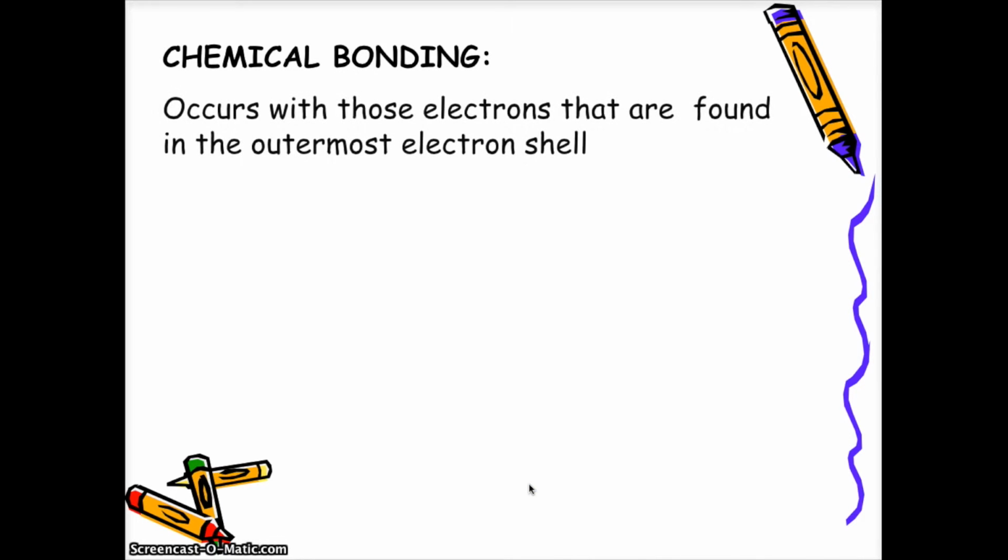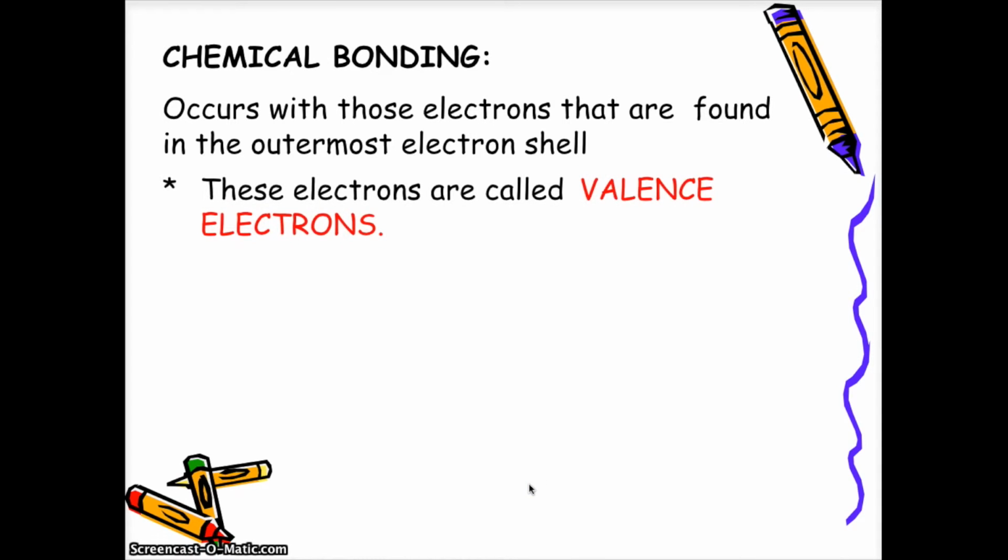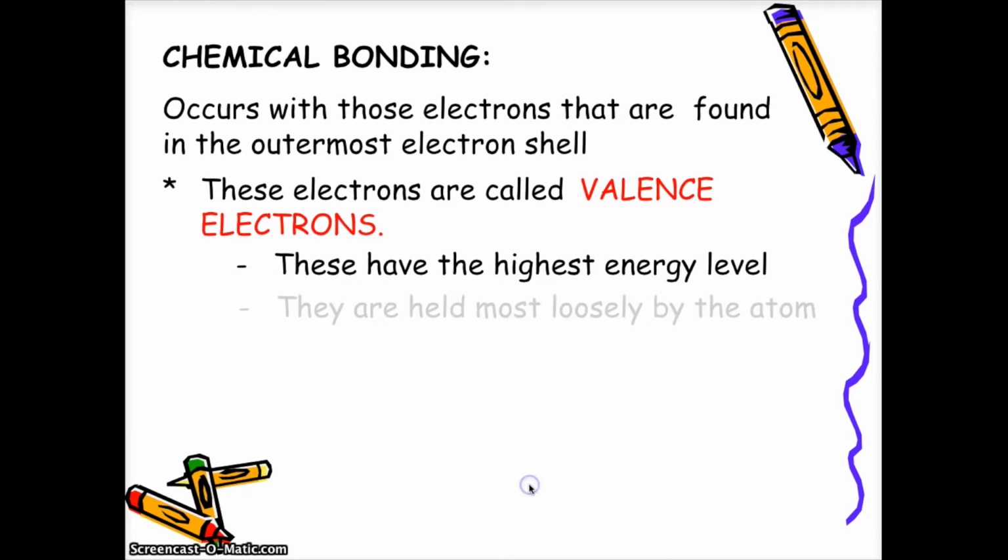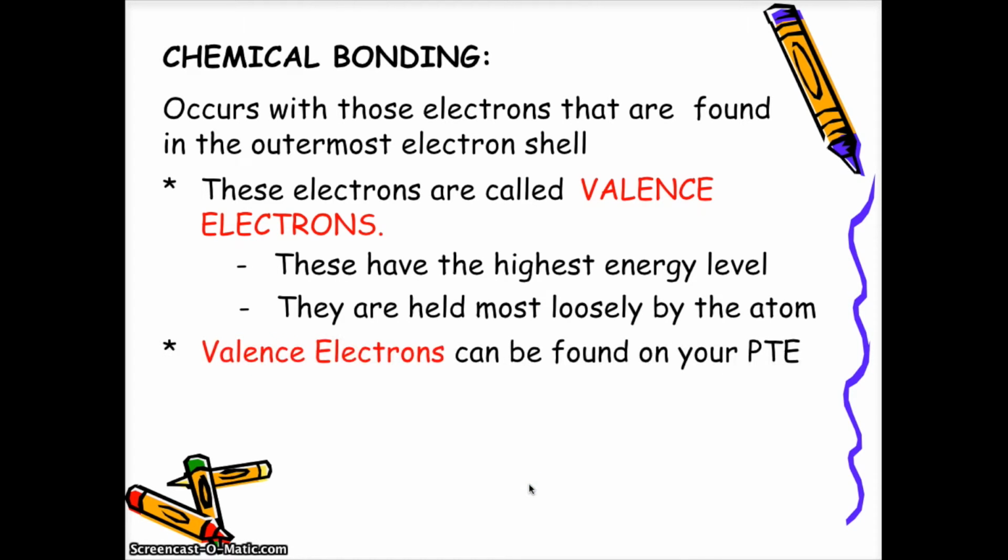Now, it occurs with those electrons that are found in those outer shells in the electron shell. The electrons are called valence electrons, and basically they are the highest energy level, and they're held most loosely by the atom. So those valence electrons can be found in your periodic table of elements. We're going to show you how to find those as we move on today.